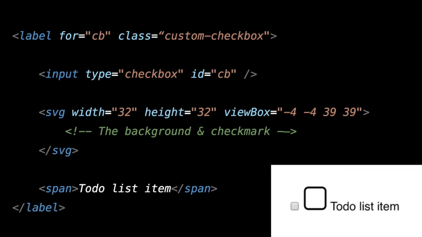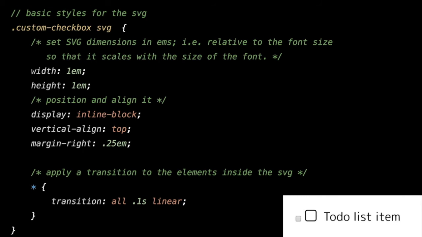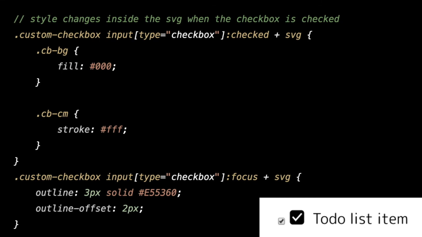At this point, the checkbox is still visible. Before we hide it, we're going to apply some basic styles to the SVG, positioning and sizing it next to the text, using relative units so that it scales with the text. And then we style the background and checkmark in their default state and in their checked state. So when the checkbox is checked, the SVG reflects that. We also don't want to forget our focus styles. So when the checkbox receives focus, we show an outline around the SVG checkbox.